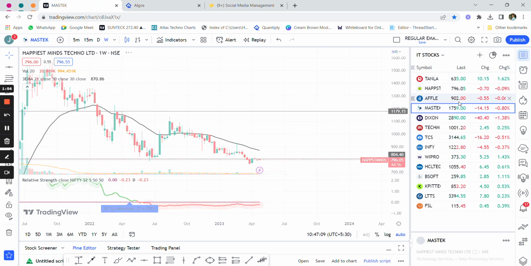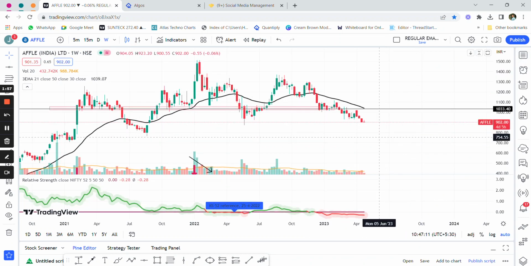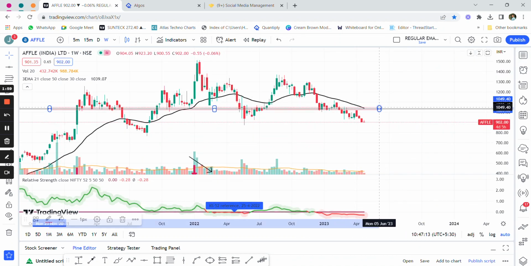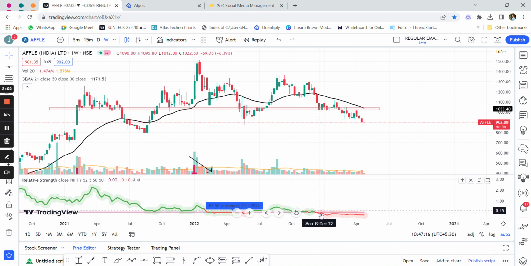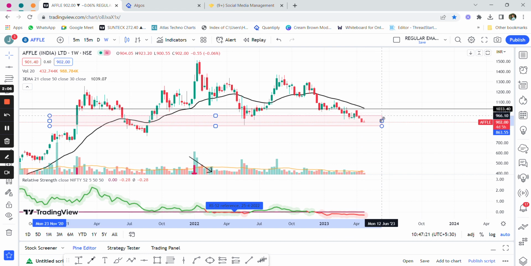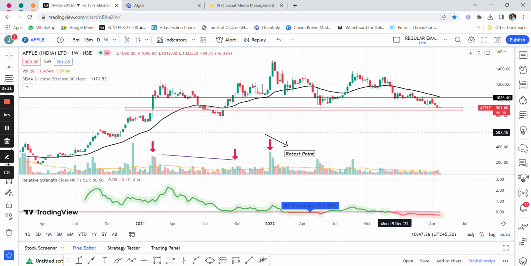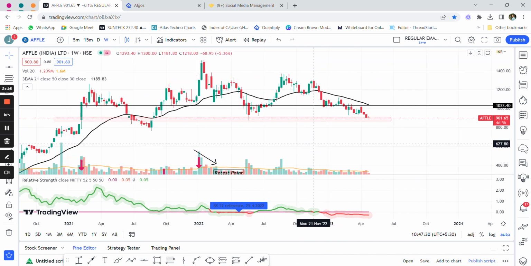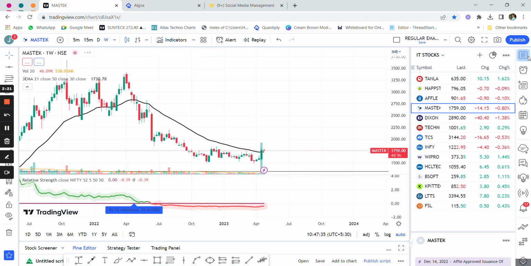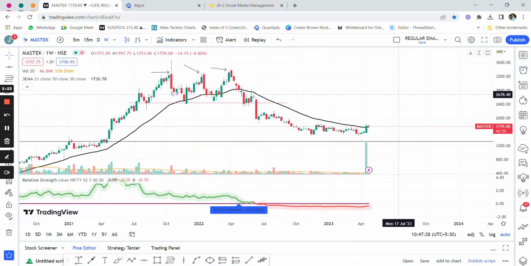The third stock that I'm going to talk about is Apple India. Apple India had been consolidating for a very long period of time. Relative strength has just turned negative here, and the stock is at a very important support here. Now, this support is a major support for this stock, and below this support, the stock can head to around 600 rupees or so, and this can lead to a major downfall in this particular script. Now, no IT stocks look like a buy as of now. I would request you to wait for the trend to emerge, at least wait for the relative strength to turn positive.